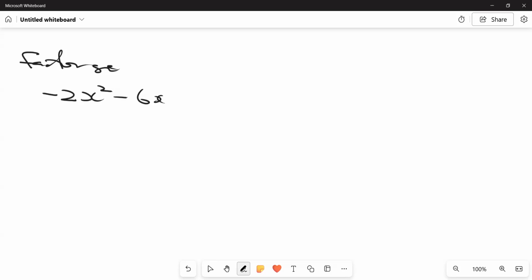We can see that minus 2, right? And x is common. So minus 2x is your common factor. Pull that to the front. Minus 2x squared divided by minus 2x will give us x.